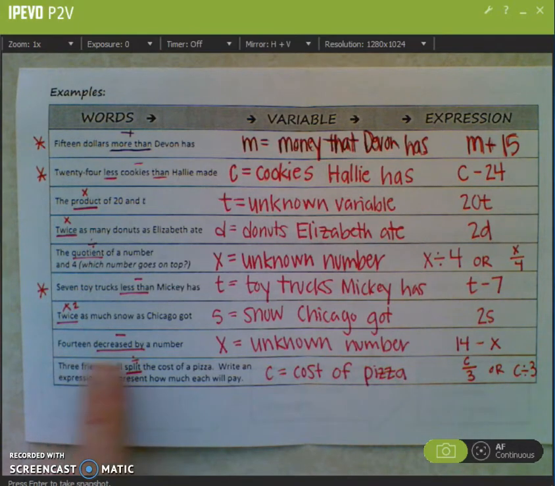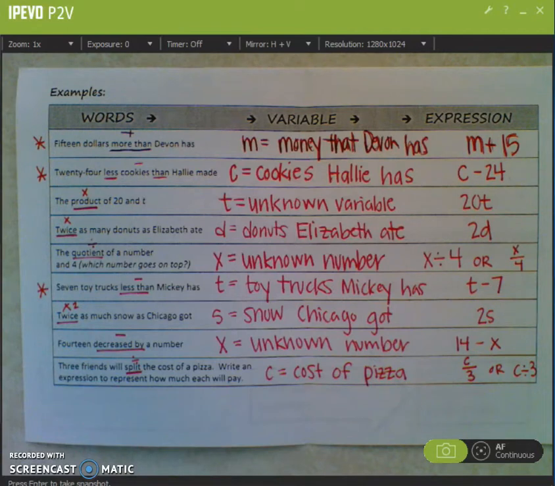The next one said 14 decreased by a number. Decreased by was a key word that I underlined and put a little subtraction symbol above. Decreased by means subtract. So I picked X. You could have picked A through Z. X equals your unknown number. And then 14 decreased by a number means we start with 14 and we're taking a number away. So 14 minus X is how I wrote my expression.